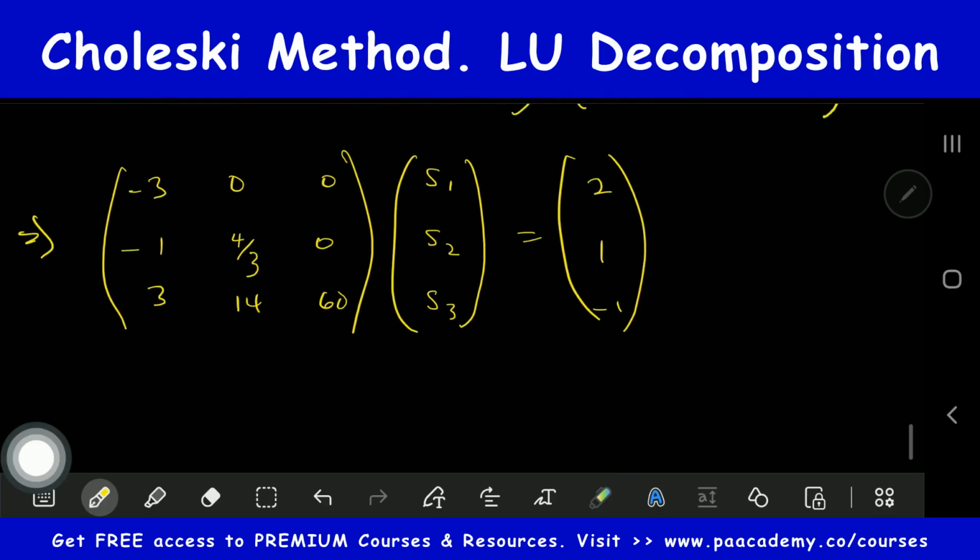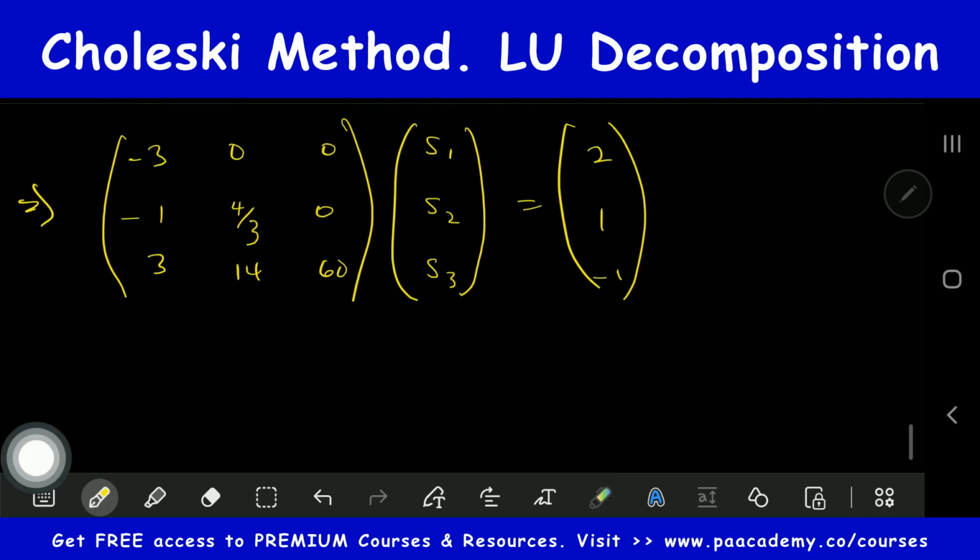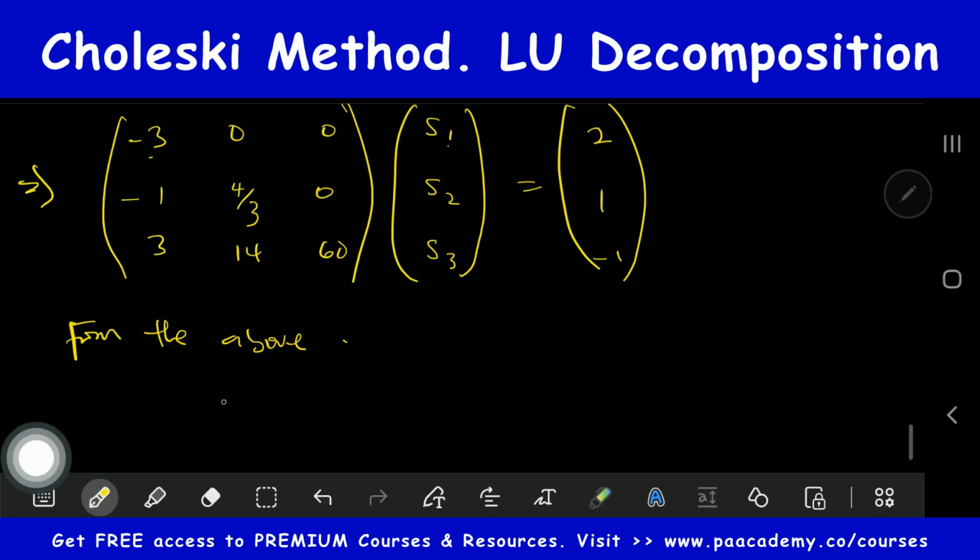All right. So if you should solve this now, we are going to be having, so let's just say from the above, that means -3 times -1, then plus 0 times S2, 0 times, so we don't need to include those 0 just to save our time. So we are going to be having -3S1 is equals to 2. So let's take this to be our equation 1.